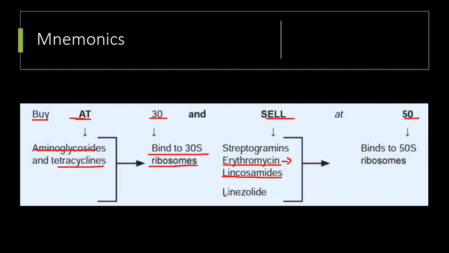Then linezolid, which falls under the class of drugs oxazolidinones. These bind to the 50S ribosomal subunit. Okay, and by doing so, we are done. And it was that easy.